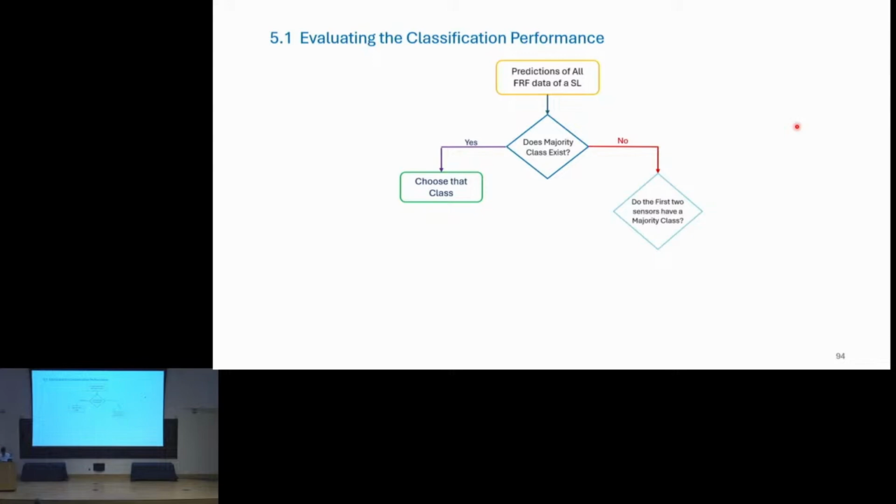We looked at all the predictions of that service line, and then we asked, okay, does a majority class exist? If yes, choose that class. If not, we looked only at the first 2 sensor data, and again asked the same question, does a majority class exist? If yes, we choose that class. If not, in that case, we choose the service line as lead, because we are trying to prioritize our lead prediction.